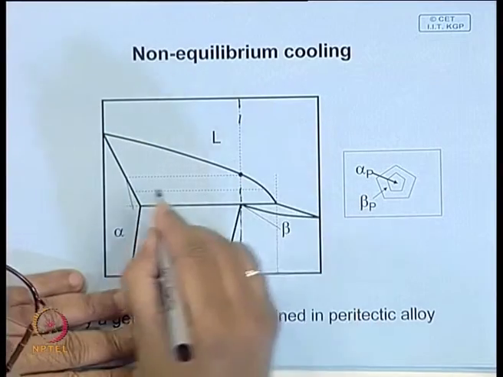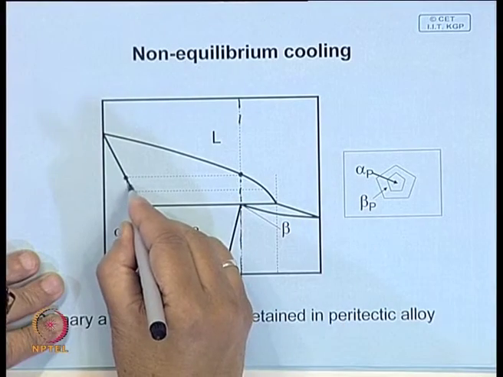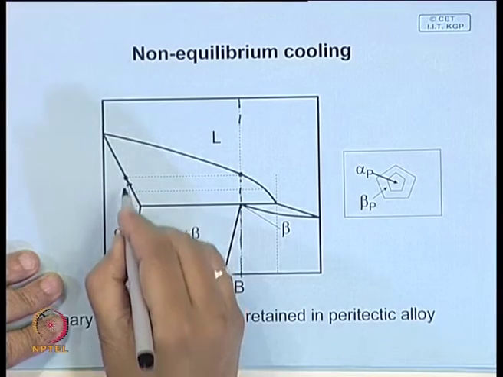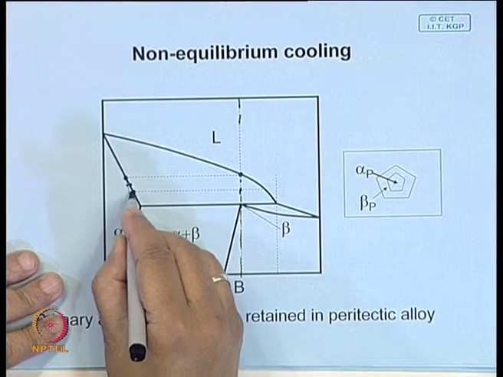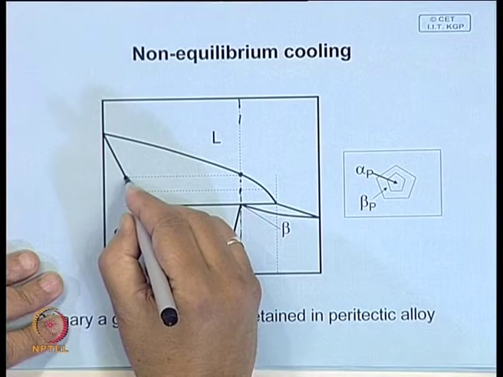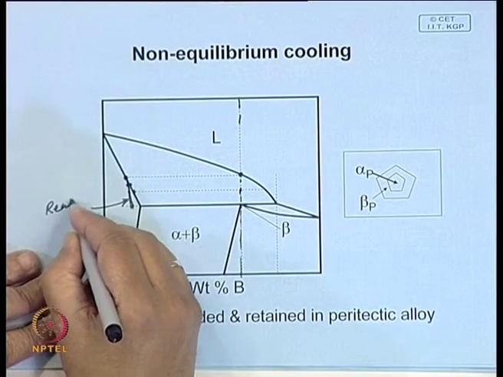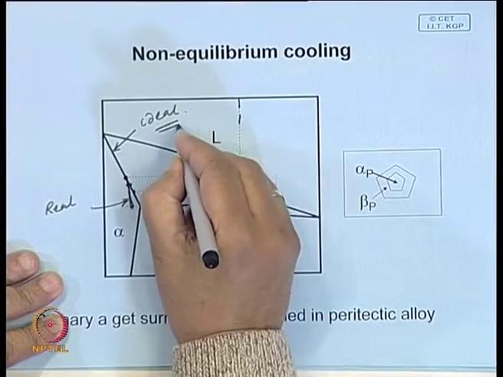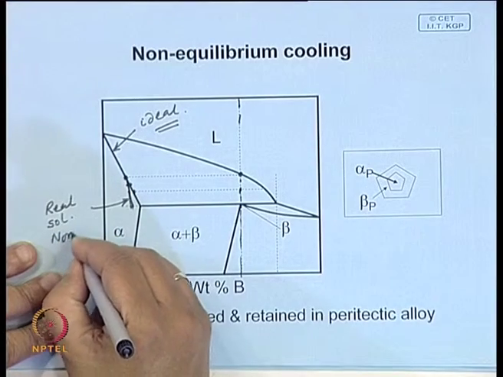Now, the first liquid which precipitates out will have this composition. When it comes here, its composition of the liquid and solid will be this, and the average composition will be this. When it is here, the new solid which precipitates out has this, and the average composition is this. So, here also it follows the solidus, the actual, real solidus. This you can say is the real solidus; this is the ideal case when it is under equilibrium, and here it is the real solidus, that is non-equilibrium.